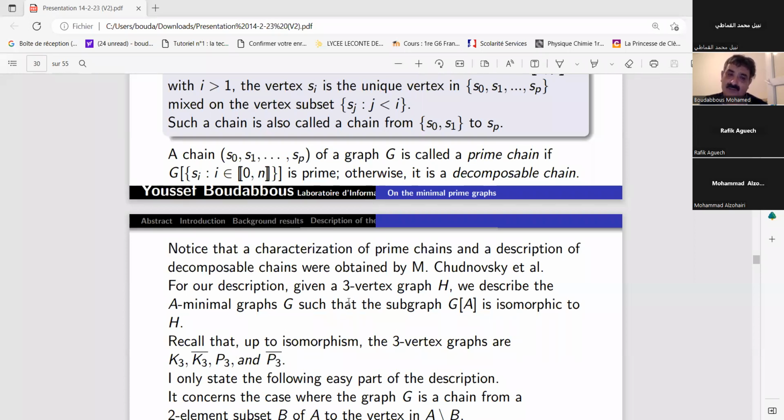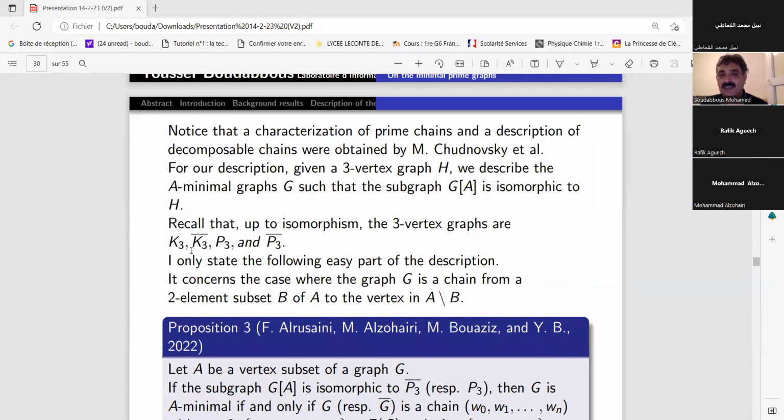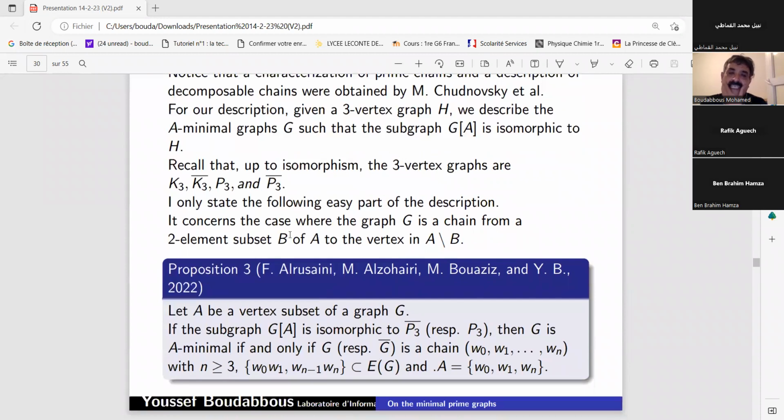For our description of three-vertex subsets, we consider a three-vertex graph H, and we describe the minimal graphs G such that G[A] is isomorphic to H. Recall that H, any graph with three vertices, is either K3 or K3 bar, the complete graph, or P3 or P3 bar. Here, I only state the following easy part of our description. It concerns the case where the graph G is a chain from a two-element subset B of A to the other vertex in A minus B.